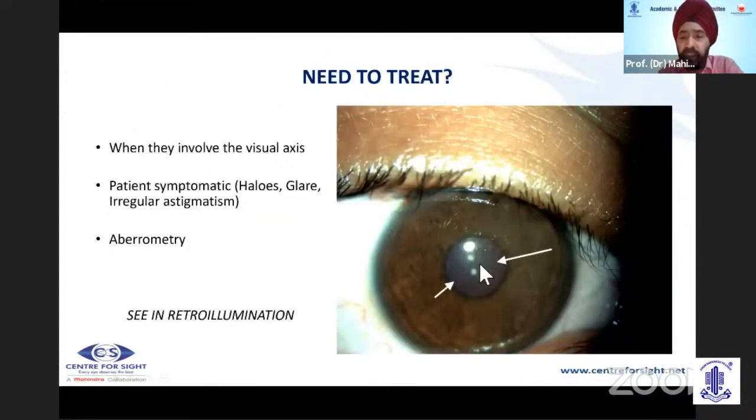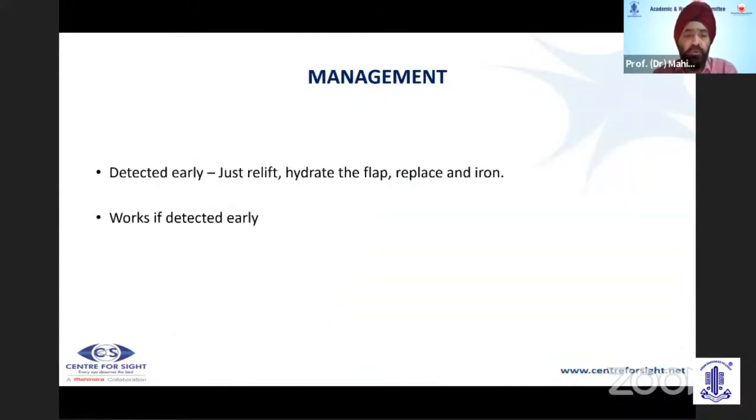Now you can see here, these are STRIAE which are involving the central part, and you can often see that the patient comes back with halos and glare, and the patient is always an unhappy patient. As Ram was talking about happy 2020 or a happy patient, this will be an unhappy patient. You have to dilate the pupil and look at retroillumination, and maybe an aberrometry can show you that there is a problem. Now, what is the management in case they are detected early?